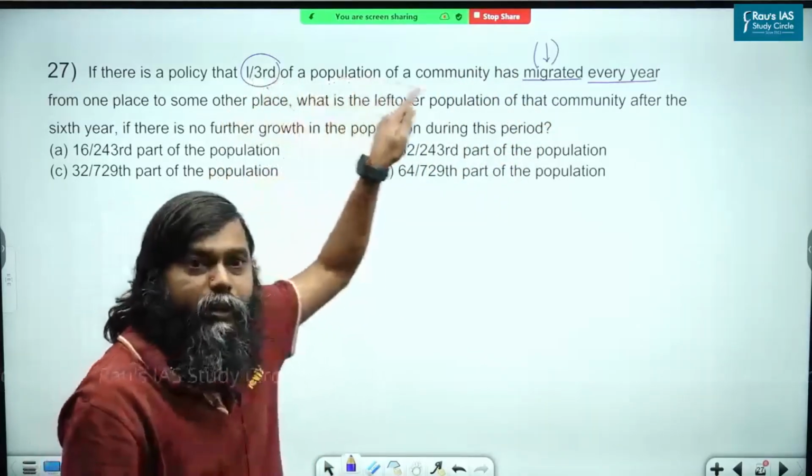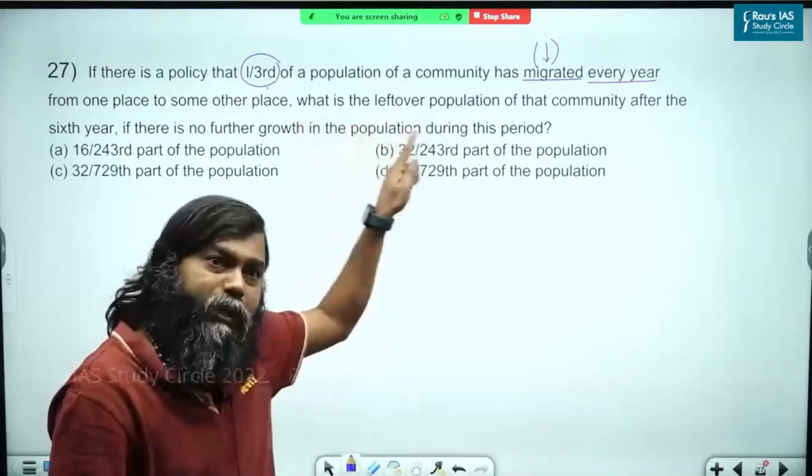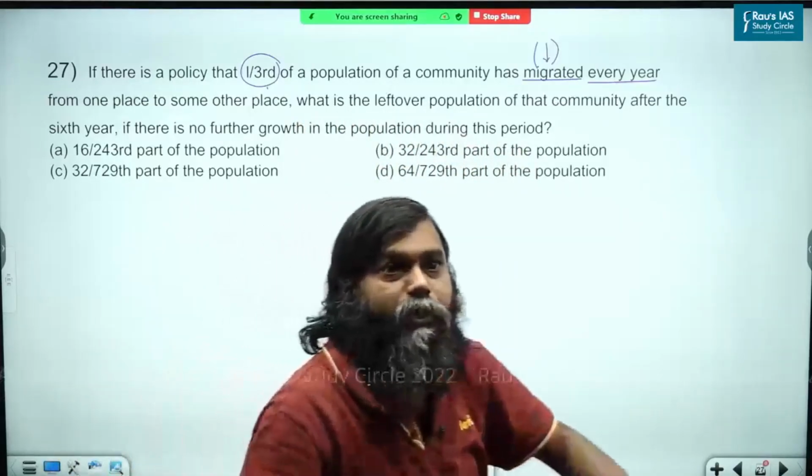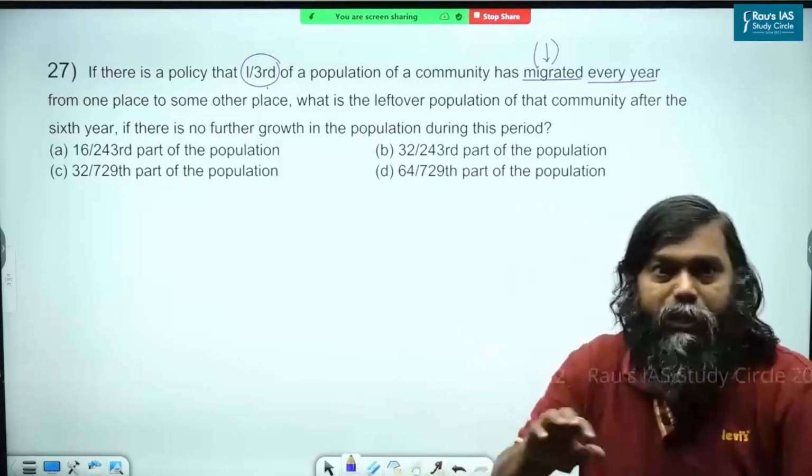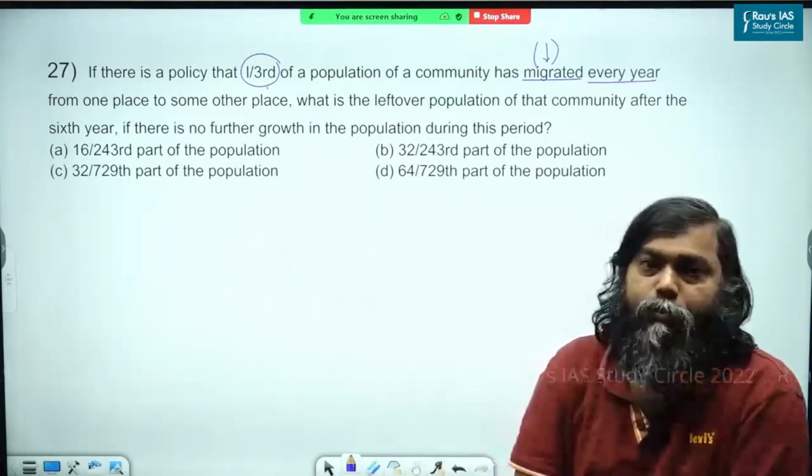So, numerical values are same, direction of the arrows are same. Yes, sir. So, first year, 1/3 decreasing. 1/3 of what?